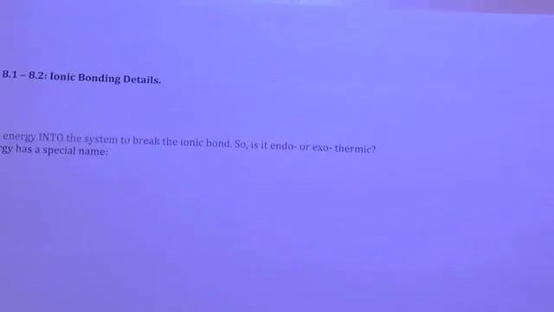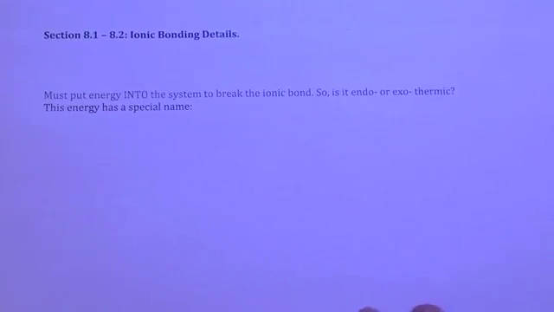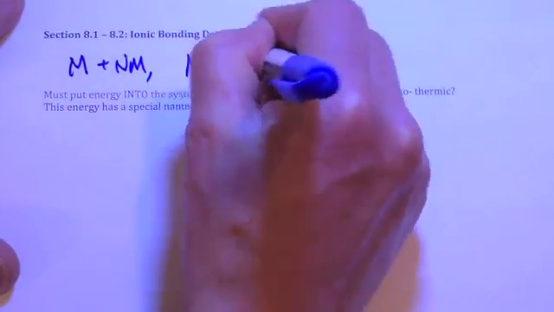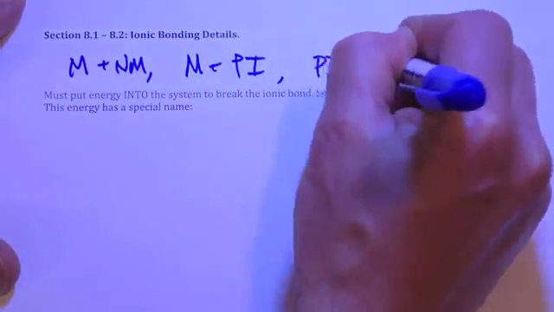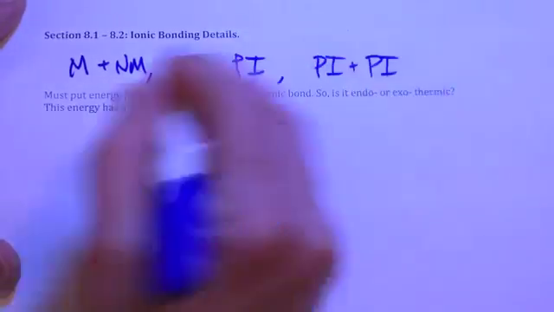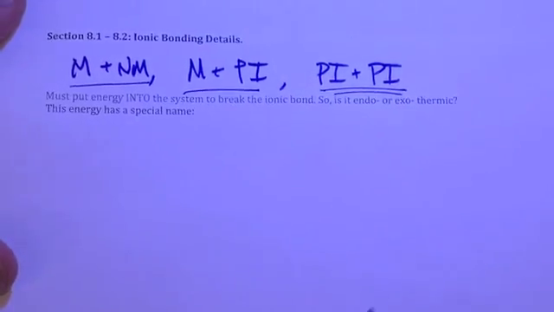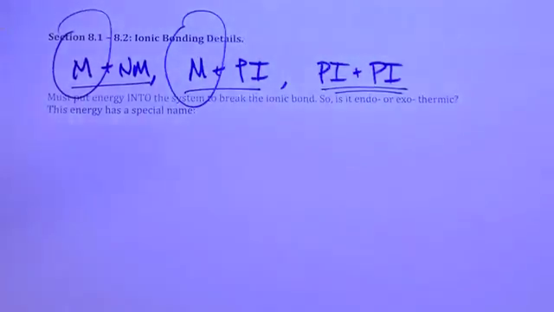Now I'm going to move on to section 8.1 and 8.2 and focus in on the third pillar of bonding known as ionic bonding. Ionic bonding, remember, are bonds that occur between a metal and a nonmetal, a metal and a polyatomic ion, or in rare cases, two polyatomic ions. Notice that almost all of these have to have a metal stuck together with something that contains nonmetals. Polyatomic ions always contain a nonmetal.